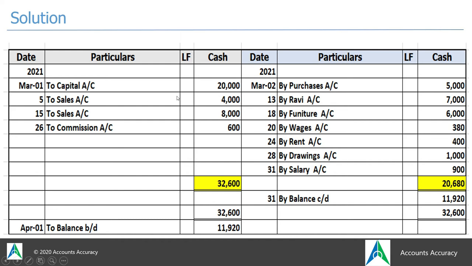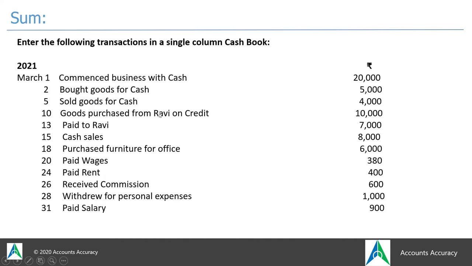You can see we have not recorded on either side. Why? Because this time it is a credit purchase. That means Ravi hasn't got any cash from the company on March 10th. So there will be no record in the cash book because cash is not going out of the business on this purchase. Next is paid to Ravi. Now Ravi has been paid on 13th of March. So that's why cash is going out on 13th of March.